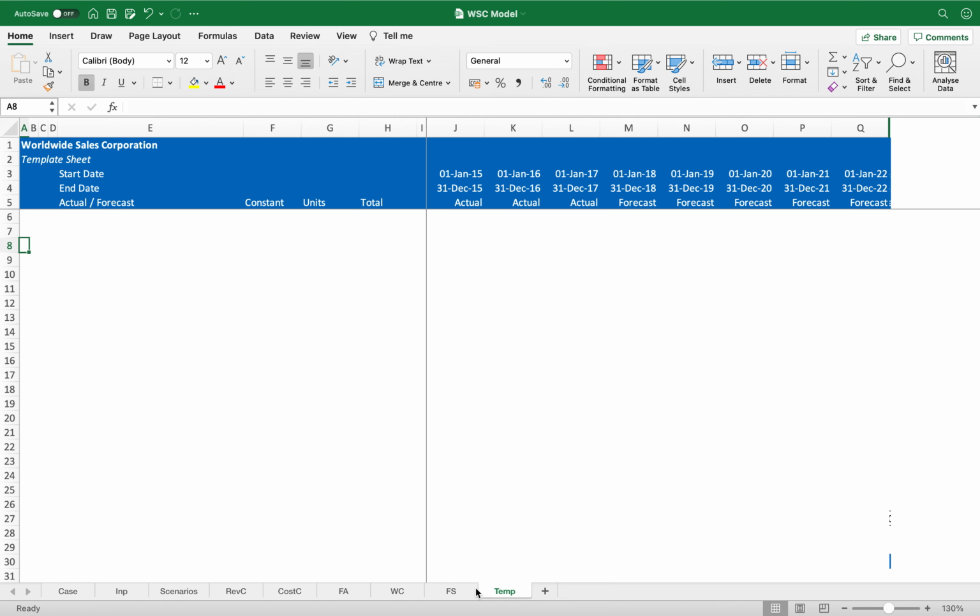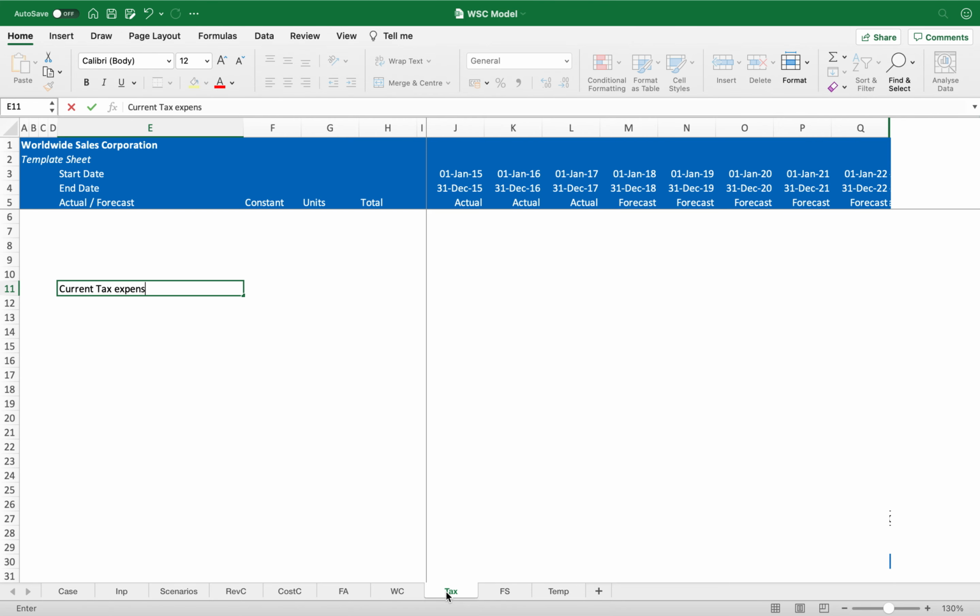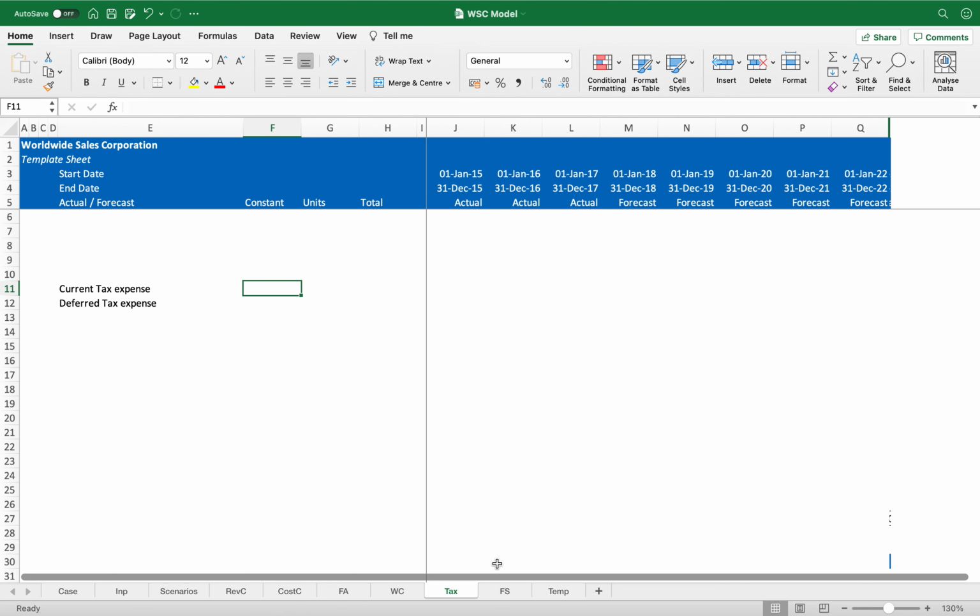So copy the template sheet and create a tax schedule. Let's quickly create a tax schedule. Now there are two components of taxation that we need to take care. One is the current tax expense, and the other is deferred tax expense. So current tax expense is whatever is your net income for government purposes, for taxation purposes, you apply the tax rate and you get your current tax expense, right? But there is a separate computation of computing the deferred tax expense.